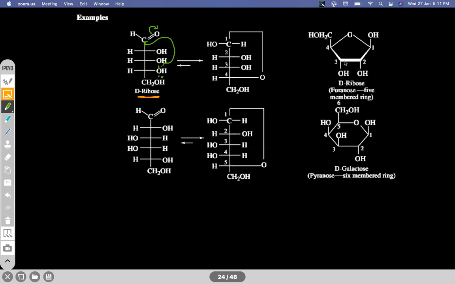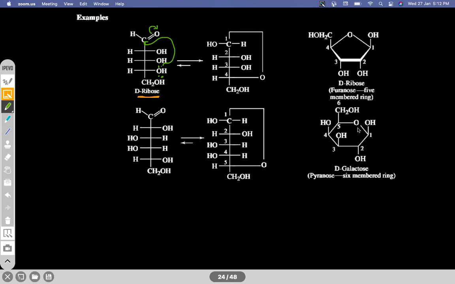Okay, so in the Haworth projection, there's one more term. If you talk about glucose, on the second carbon, OH on the right, OH on the left, OH on the left, OH on that. This is not glucose, right? In glucose, this OH is on the right side. This is a mother molecule. We can draw the cyclic structure this way.